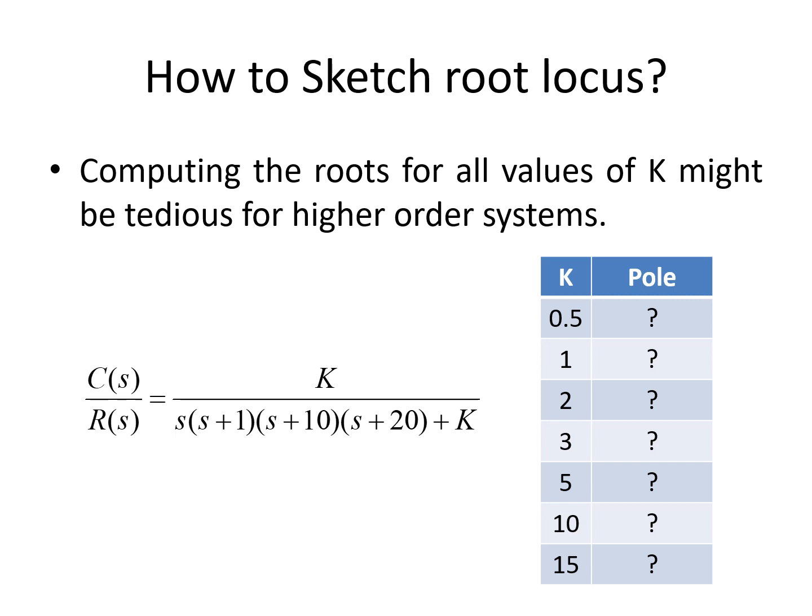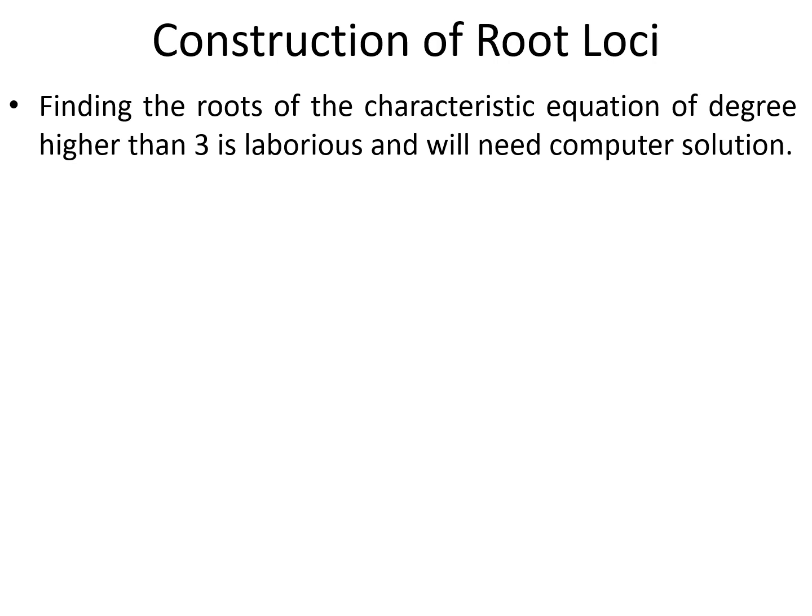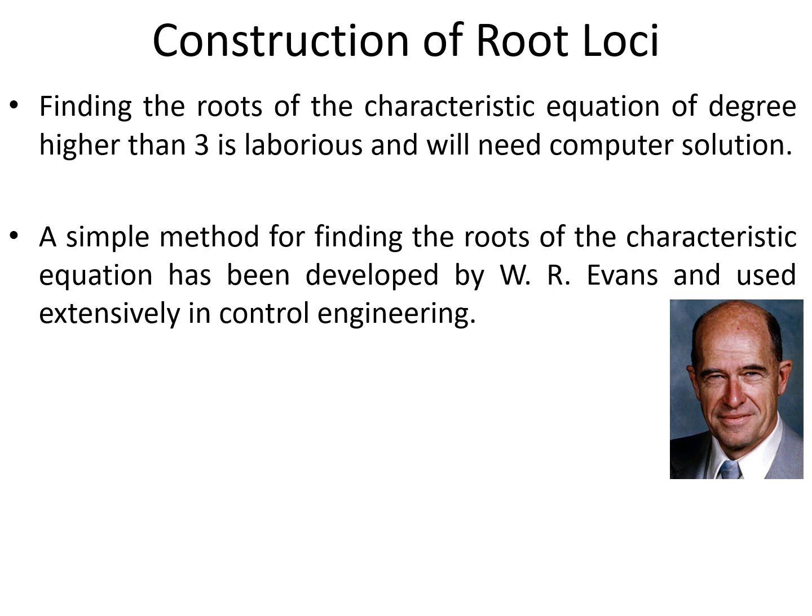Okay, the first thing is we need to compute all the roots for the values of k. For example, if the closed loop transfer function C of s by R of s is equal to k divided by s into s plus 1 into s plus 10 into s plus 20 plus k. Now for the different values of k, we are supposed to evaluate the root locus location, and the first thing is we are supposed to find the roots of the characteristic equation. Now finding the roots of the characteristic equation of degree higher than 3 is very difficult, and we always need a computer solution for this.